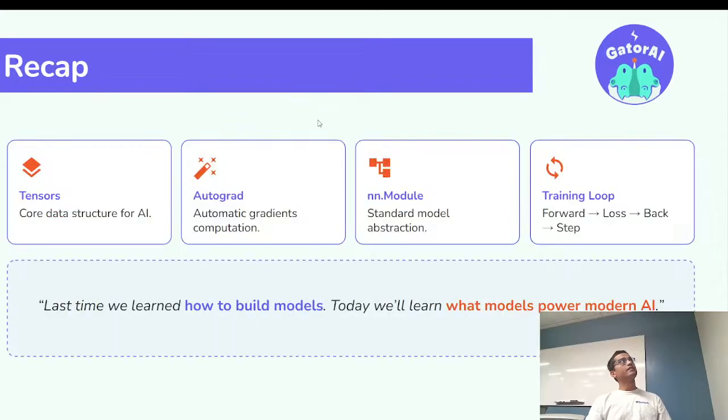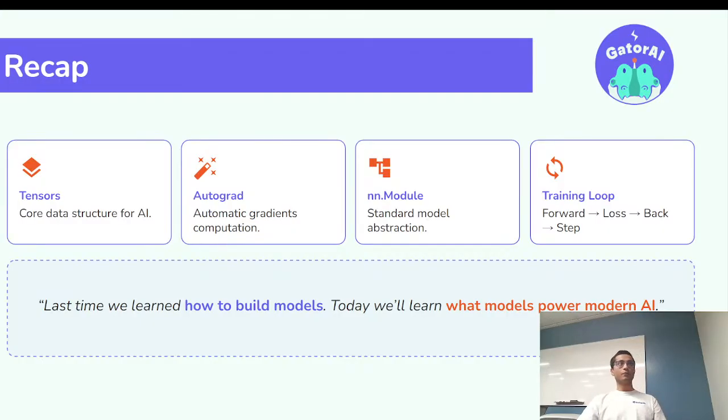And so basically a recap of what we did last time. I don't know if we can raise the brightness or something here. It's a bit dim, but basically we covered tensors, which is a core data structure for a lot of ML stuff. We covered automatic gradients and computations. We covered the module class, which is the standard model abstraction for how we can define models. We can use object-oriented programming, the superclass that's given to us by PyTorch. And then we covered the training loop for how to update these models using the backpropagation algorithm. So we learned how to build models.